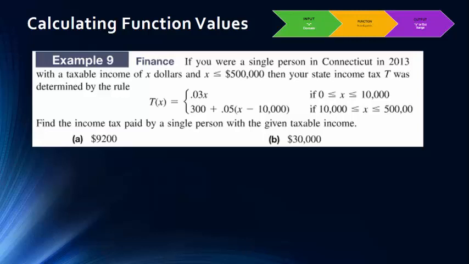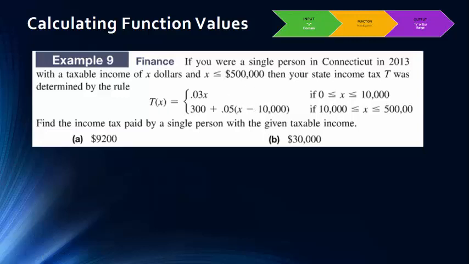This is called a... gosh, I just lost my word. T of x has multiple values. This is, gosh, I'm sorry, I can't think of the word for what this is. It's a function that has different formulas for different values. So we use the top formula if our input is between $0 and $10,000. And remember that our input is our taxable income. So if you made between $0 and $10,000, you pay this much tax. If you made between $10,000 and $500,000, you have to use the second formula. This is a piecewise function. That's the word I was looking for.